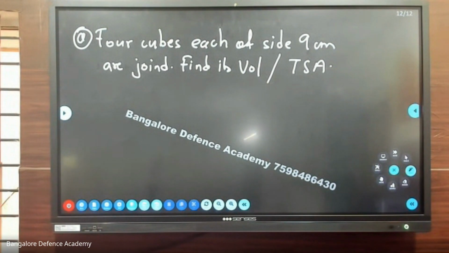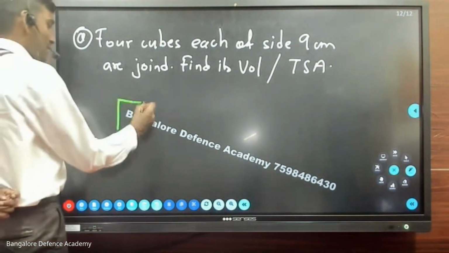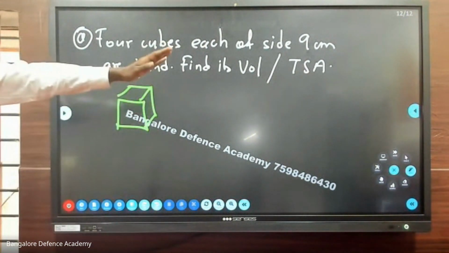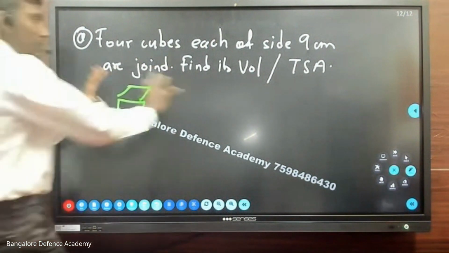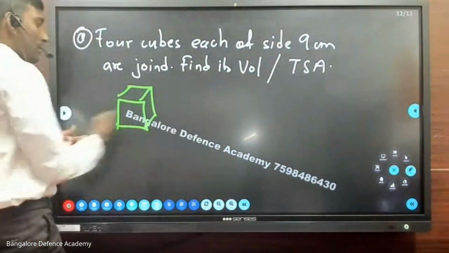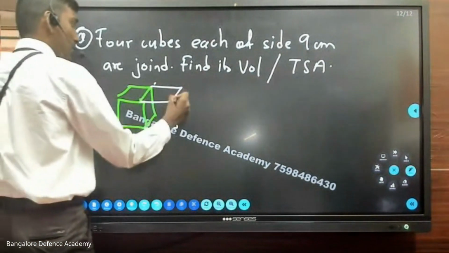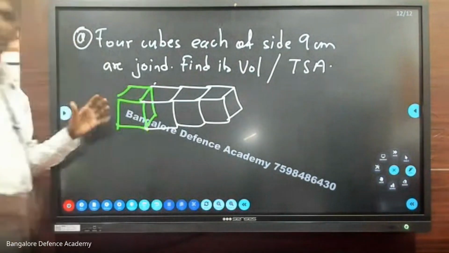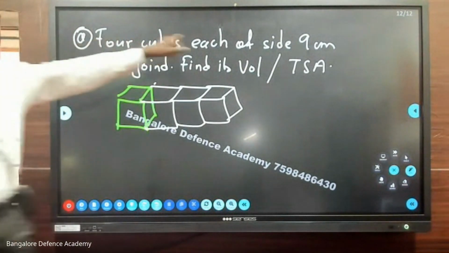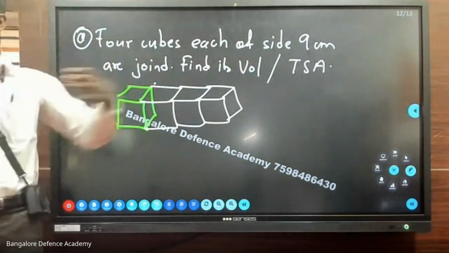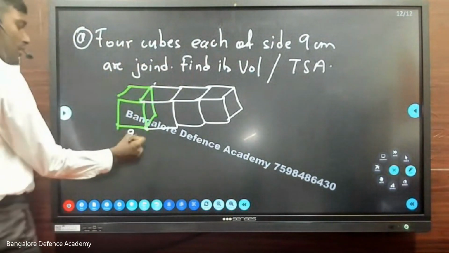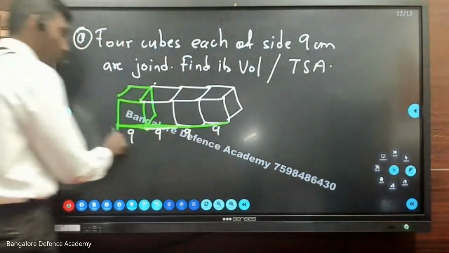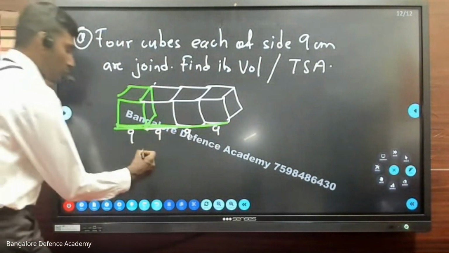No. Okay, look here. I'll tell you that. See what happens. This is a cube. Like this, how many cubes do I have? 4 cubes. These 4 cubes I'm joining together, meaning I'm keeping the cubes closer to each other. You understand? I'm joining it. That is the question: 4 cubes each of side 9 centimeter joined. I joined them, so this is 9, this is 9. Now what is the total length? 36. So this is the length.